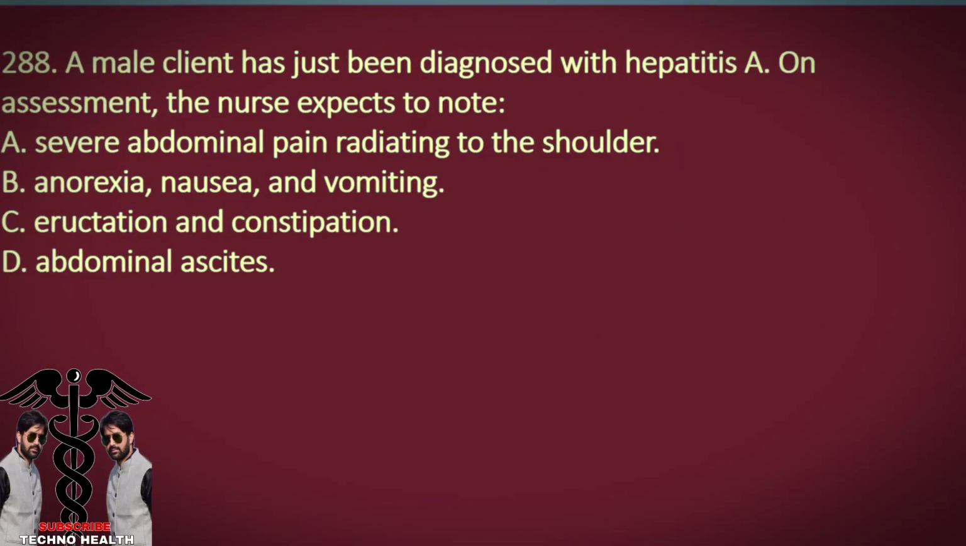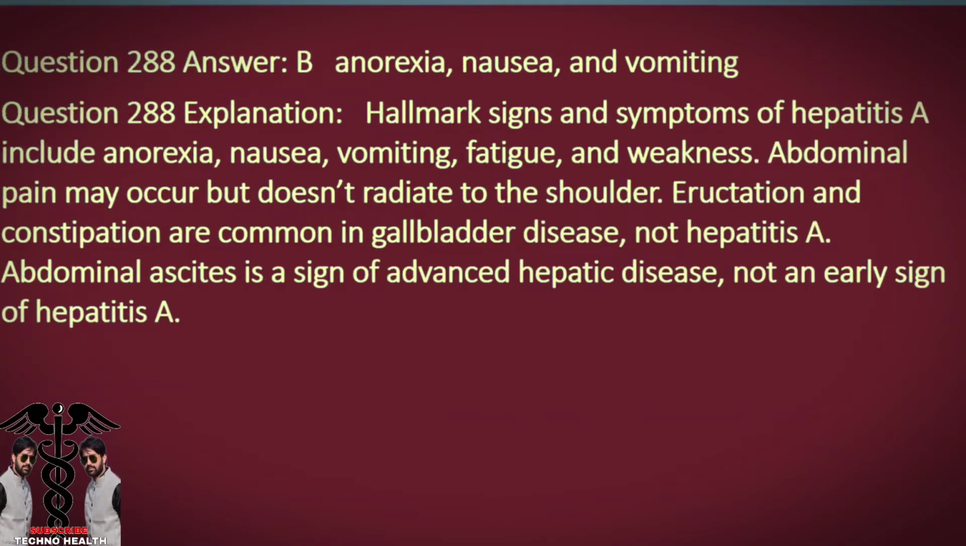Question 288. A male client has just been diagnosed with hepatitis A. On assessment, the nurse expects to note: A. Severe abdominal pain radiating to the shoulder, B. Anorexia, nausea, and vomiting, C. Eructation and constipation, D. Abdominal ascites. Question 288. Answer: B, anorexia, nausea, and vomiting.